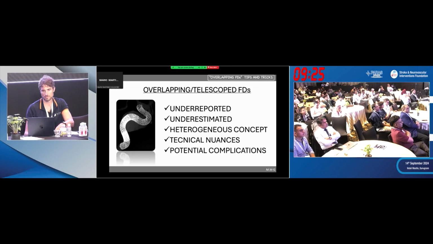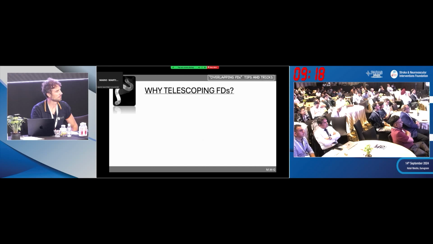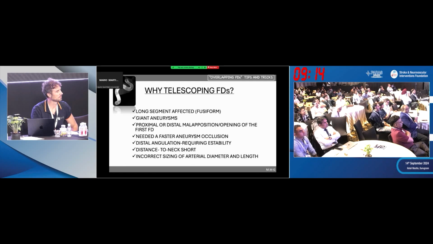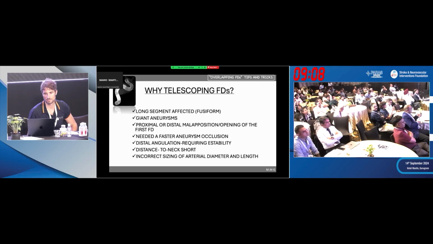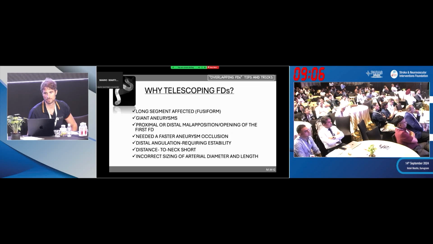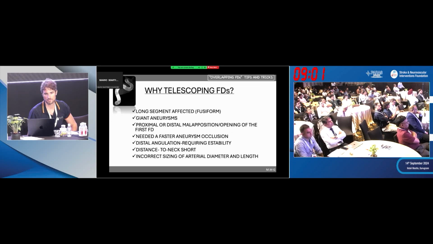There are some technical nuances because the potential complications are there, and if you don't do the technique properly, you may have problems, because for sure you will have to telescope the flow diverter for different reasons. Maybe a very long segment because of a fusiform giant aneurysm, or malpositions, or you need a faster occlusion, or the landing zone is short. There are different possibilities to telescope the flow diverter.